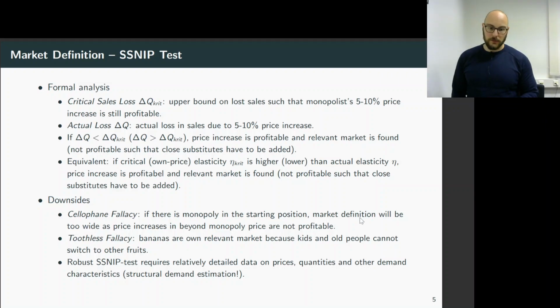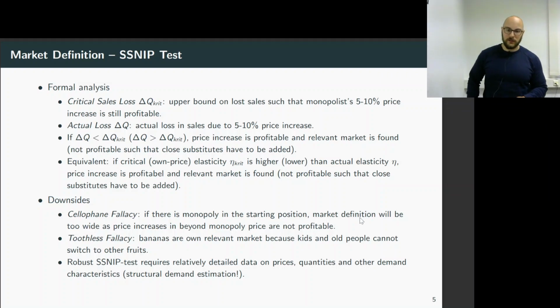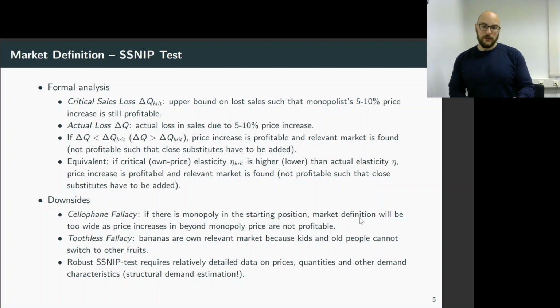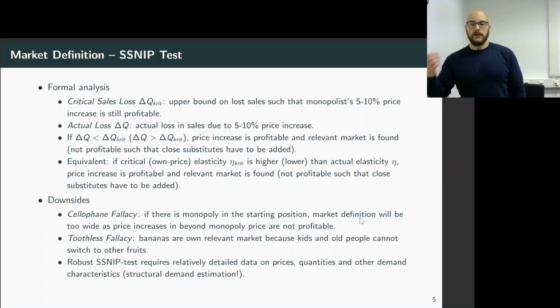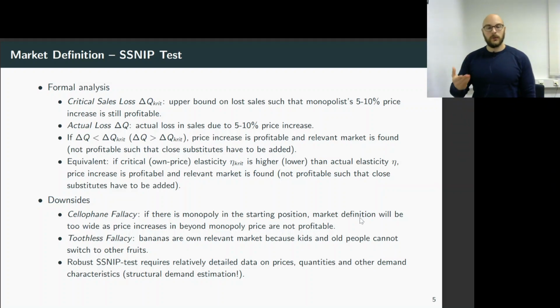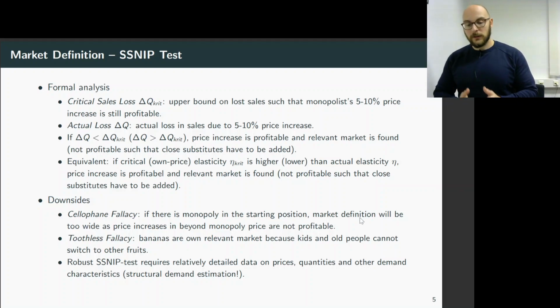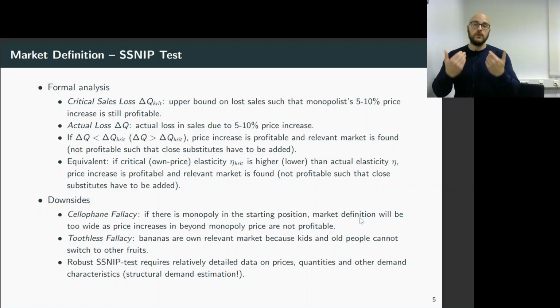And that you have in the next bullet point here, in the parentheses here. But the other case would be that if your actual loss is smaller than the critical loss, this means that you lose fewer customers than you would lose in order to break even. And that means that the price increase is profitable and the relevant market is found, right? So if the actual loss is smaller than the critical loss, you found the relevant market because the price increase pays off. If the actual loss is greater than the critical loss, you have not yet found the relevant market, as you lose too many customers in order for the price increase to pay off, right?